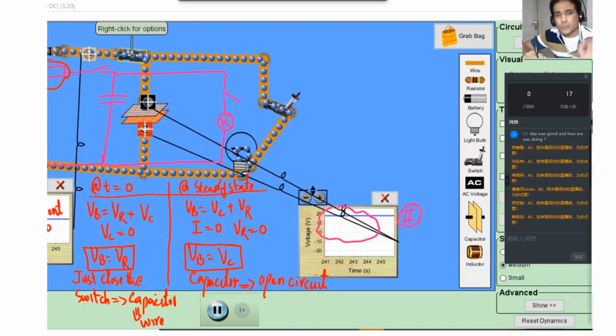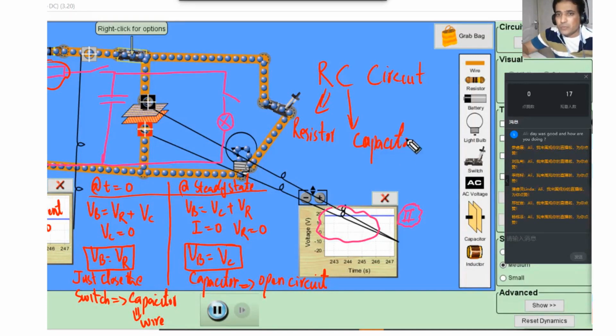So these 2 points are very useful to answer RC circuit questions. RC circuit means that in one circuit you have a resistor and also a capacitor. So in one circuit we have a capacitor and also a resistor, and we call them RC circuits.